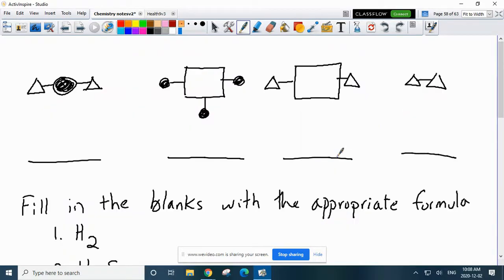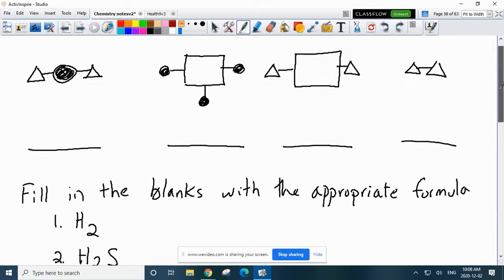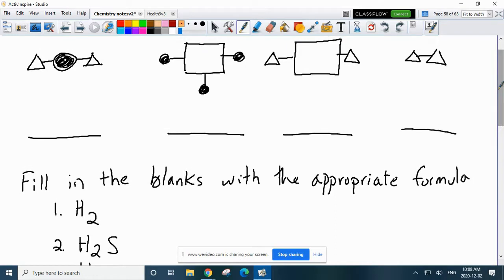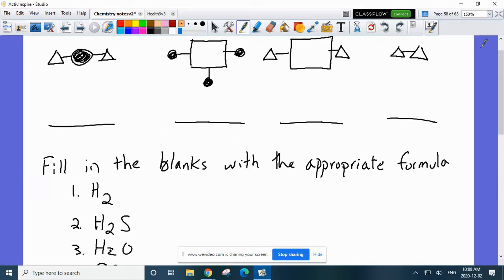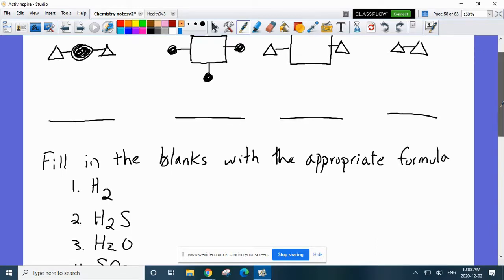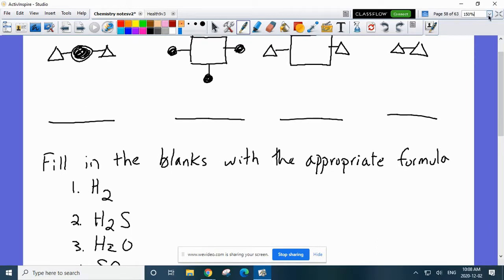This was an interesting one. So how can you do this? Figure this out. Let's see if I can make this so you can see all of them. Maybe. Nope.